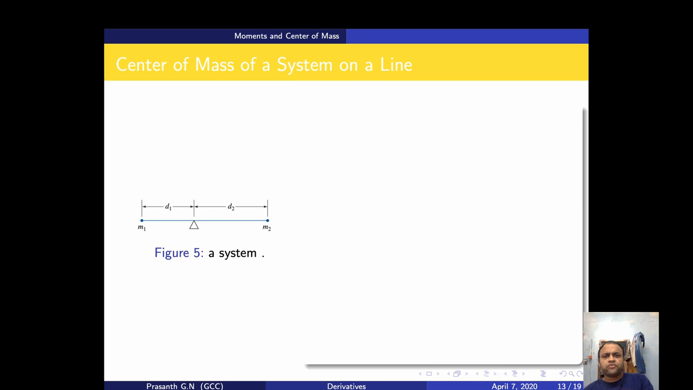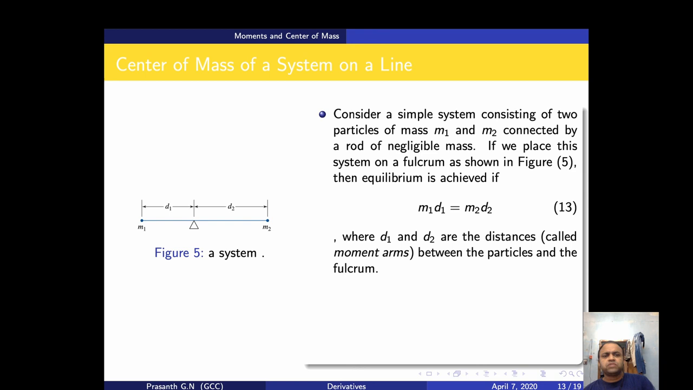Now, center of mass of a system on a line. Consider a simple system consisting of two particles of mass m1 and m2 connected by a rod of negligible mass. That means the mass of the rod is never under any consideration. If you place the system on a fulcrum as shown in figure 5, this is what we call the fulcrum.